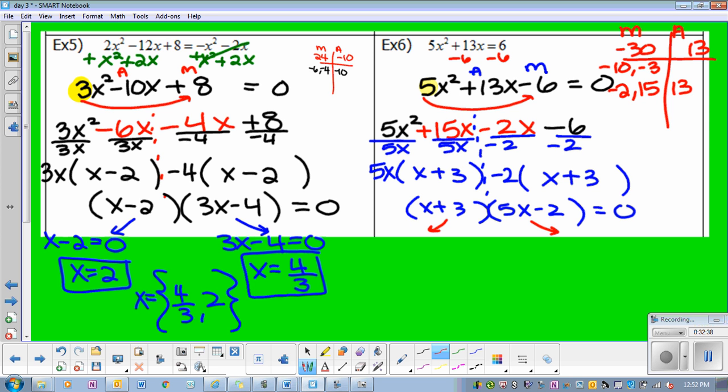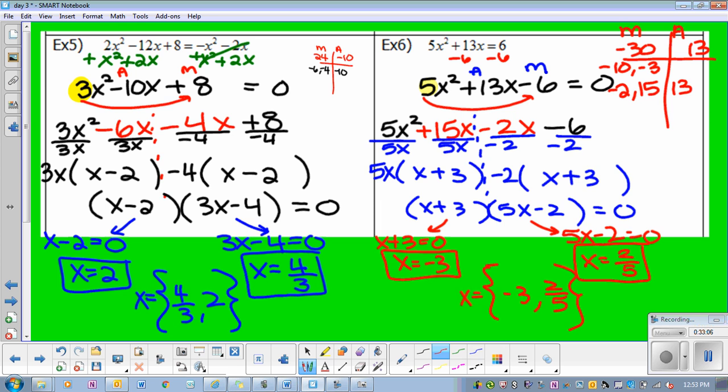Now we have our mini equations. So x plus 3 equals 0, and then 5x minus 2 equals 0. Right? And then when you solve, you should get x equals negative 3, and x equals 2/5. Okay?